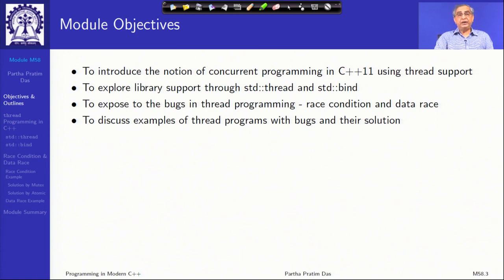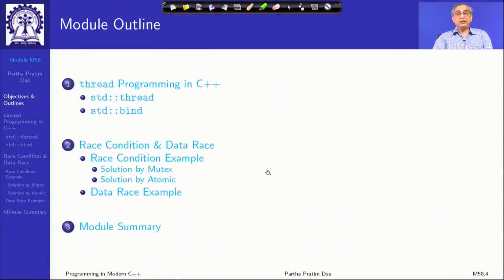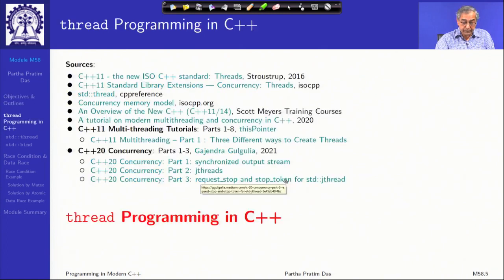Now, we will specifically be exposed here to the library support through the std::thread component and the bind component, and discuss some of the common bugs in thread programming that can happen, specifically the race condition and data race. And we will discuss examples of thread programs with such bugs and look at some of their solutions. So, this is the content for this module, and let us start discussing thread programming in C++.